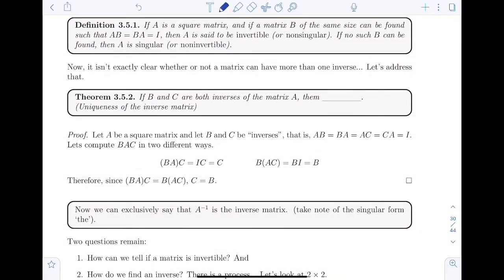It's time to make some of those ideas in the previous video formal here. Okay, so let's get going. If A is a square matrix and if B is a matrix of the same size can be found such that A times B equals B times A equals the identity, then A is said to be invertible. If no such B can be found, then A is singular.